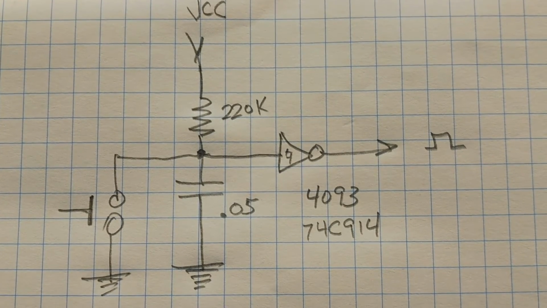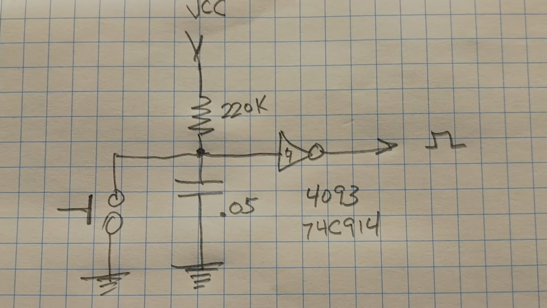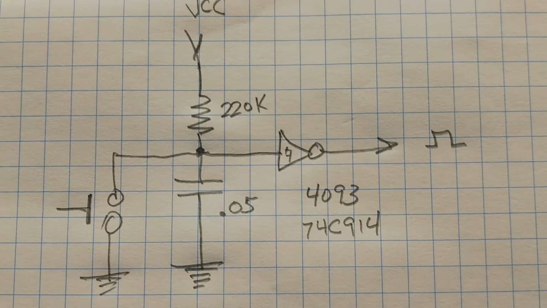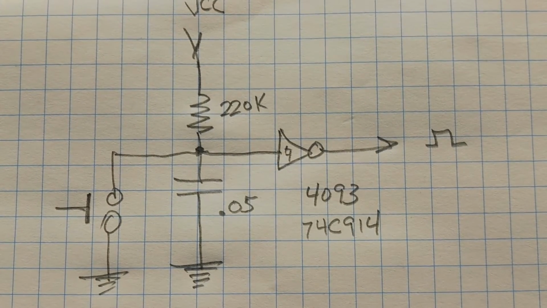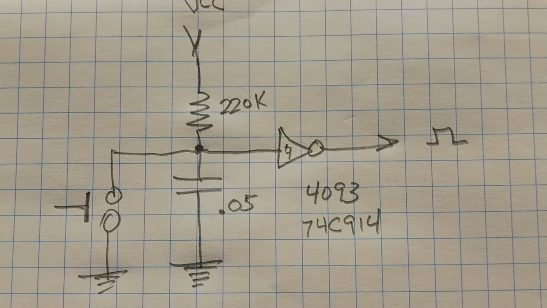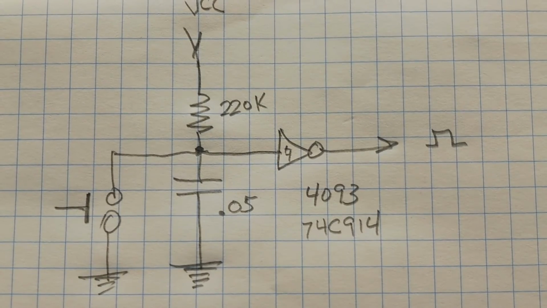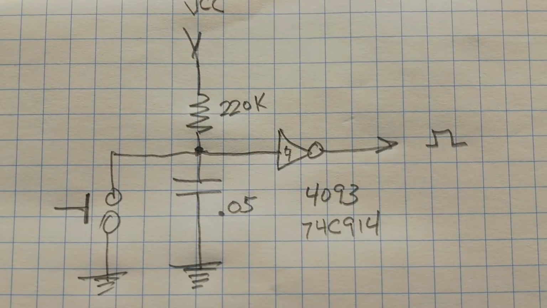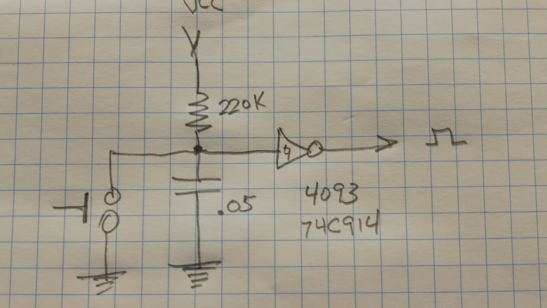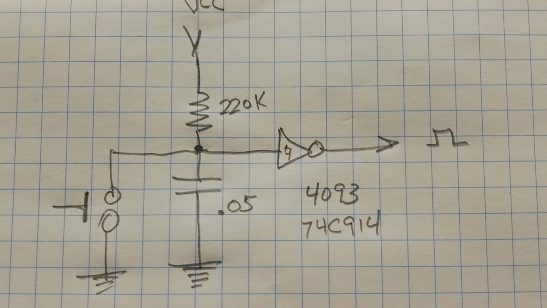Now if there's any chatter on the switch, if there's any bounce, it has to go through the RC time constant. So the RC time constant is set up so that small bit of contact bounce will not have enough time for the capacitor to charge up to trigger the input of that inverter to change the output.